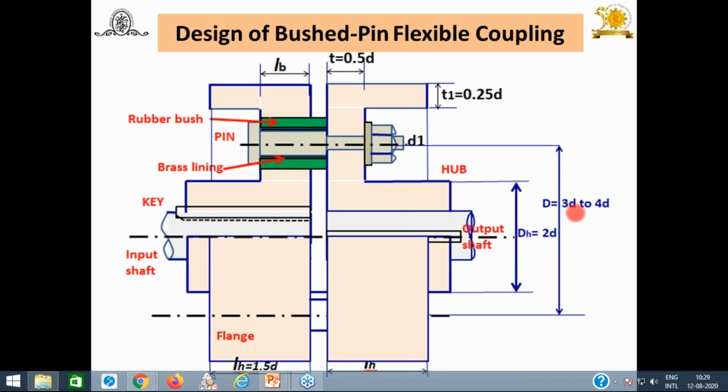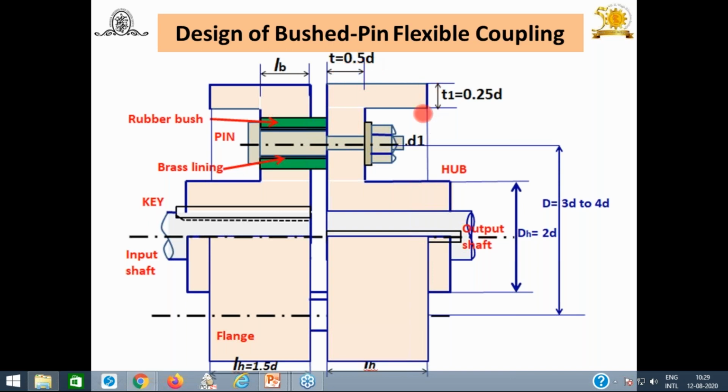It's your choice. You can take 3D or 3.5D or up to 4D, no problem. After that, you will find out how to find the outer diameter of the flange. I will explain later on. Then the thickness of the flange: how to consider the thickness of the flange for the output flange? It is equal to 0.5 times the diameter of the shaft.